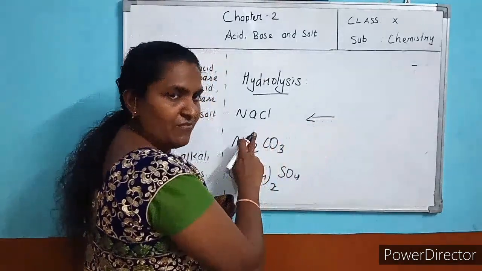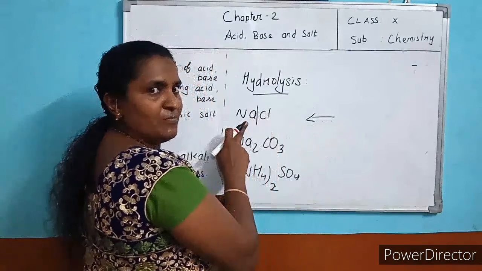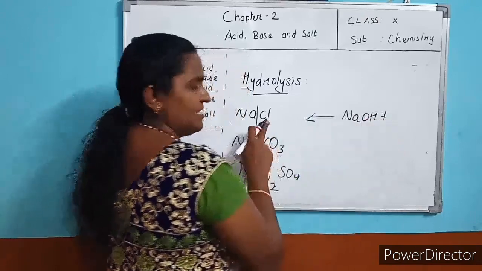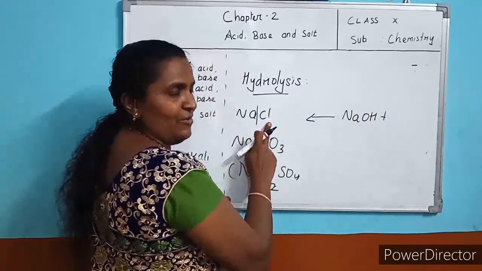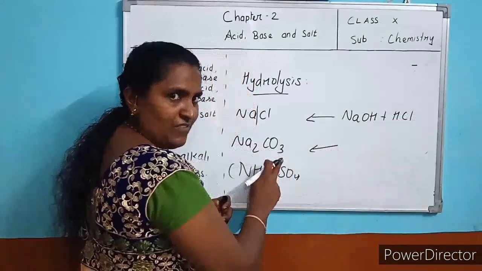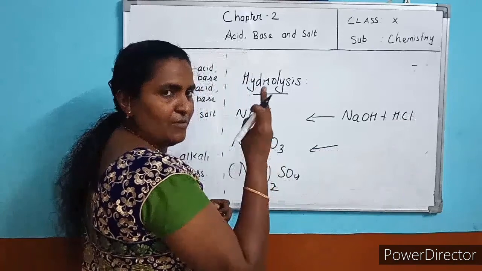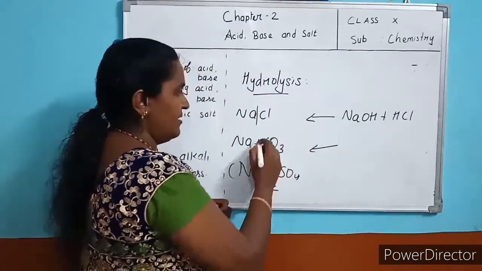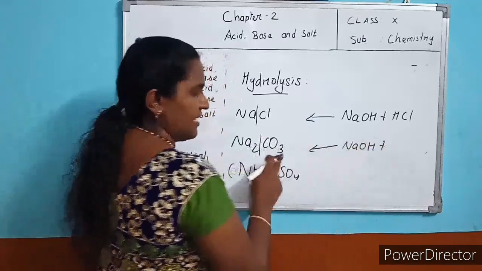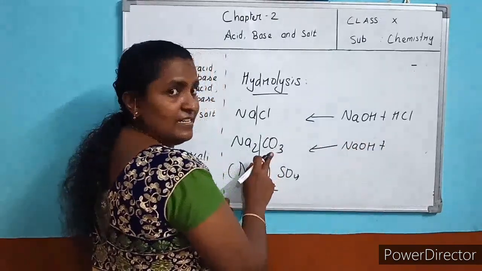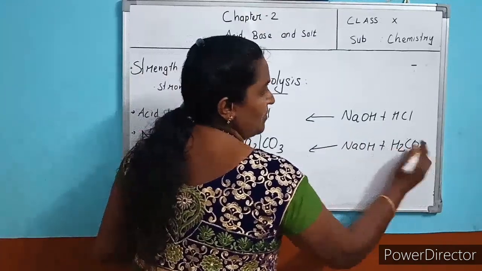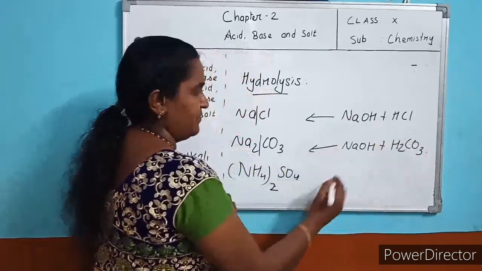This salt is formed from, this is base, which base? NaOH. And which acid? Hydrochloric acid, Cl, no? Hydrochloric acid. And this salt is formed from acid and base. The first one is base, NaOH. Second one is acid. Which acid? Carbonic acid. Carbonate valency is 2, so H2.